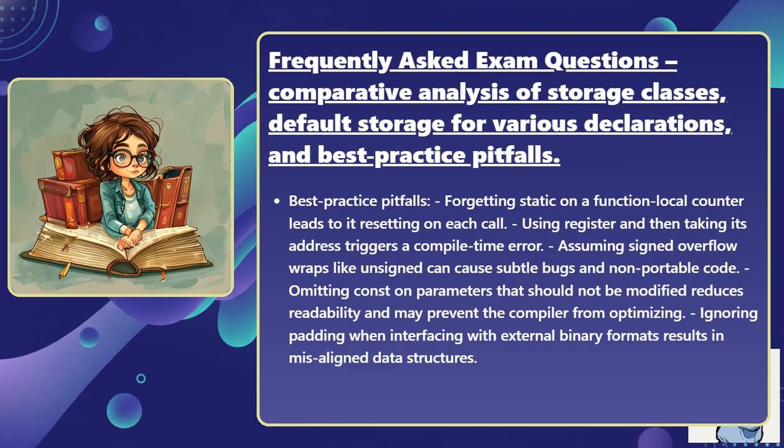Best practice pitfalls. Forgetting static on a function local counter leads to it resetting on each call. Using register and then taking its address triggers a compile time error. Assuming signed overflow wraps like unsigned can cause subtle bugs and non-portable code. Omitting const on parameters that should not be modified reduces readability and may prevent the compiler from optimizing. Ignoring padding when interfacing with external binary formats results in misaligned data structures.